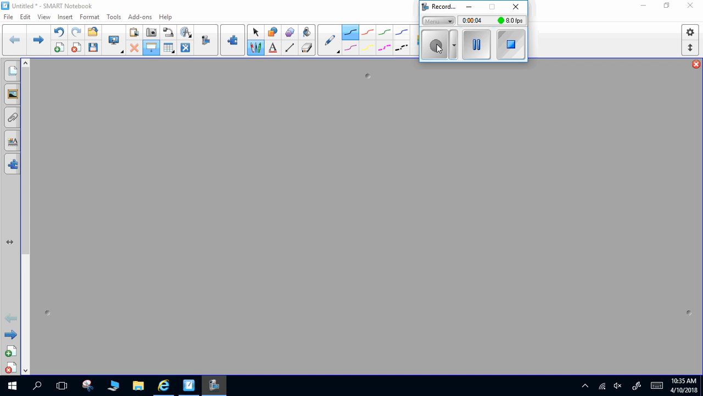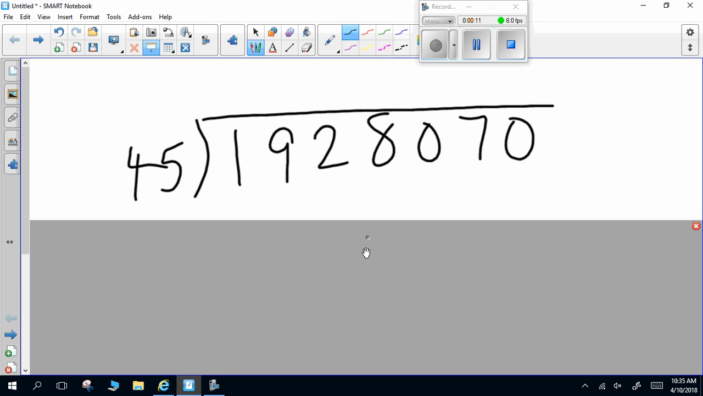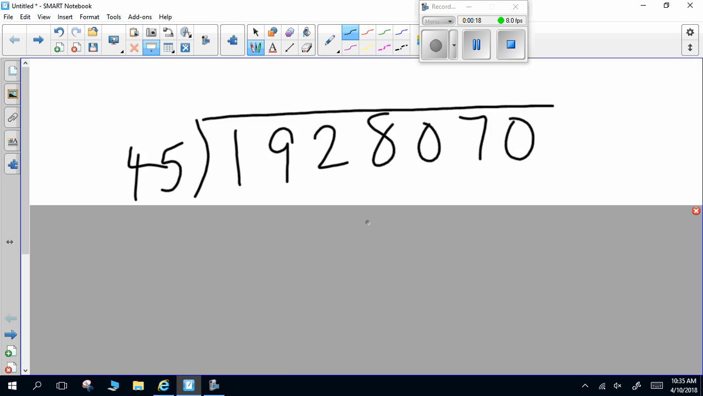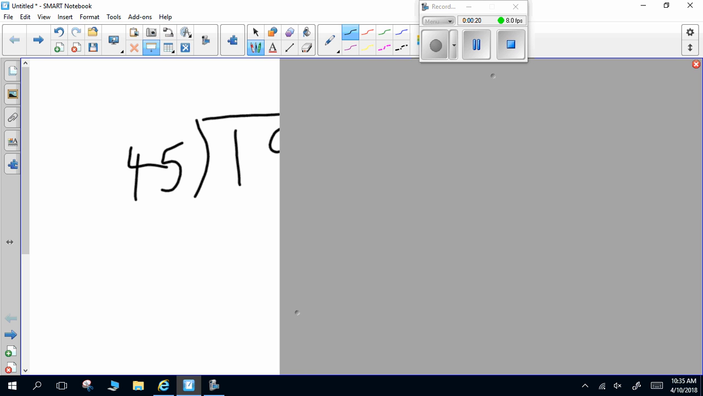So you're going to work on long division, and this is the way I would like you to do this problem. So please look at your paper and copy this over. So I have 1,928,070 being divided by 45. So I write that down, and then I look here.